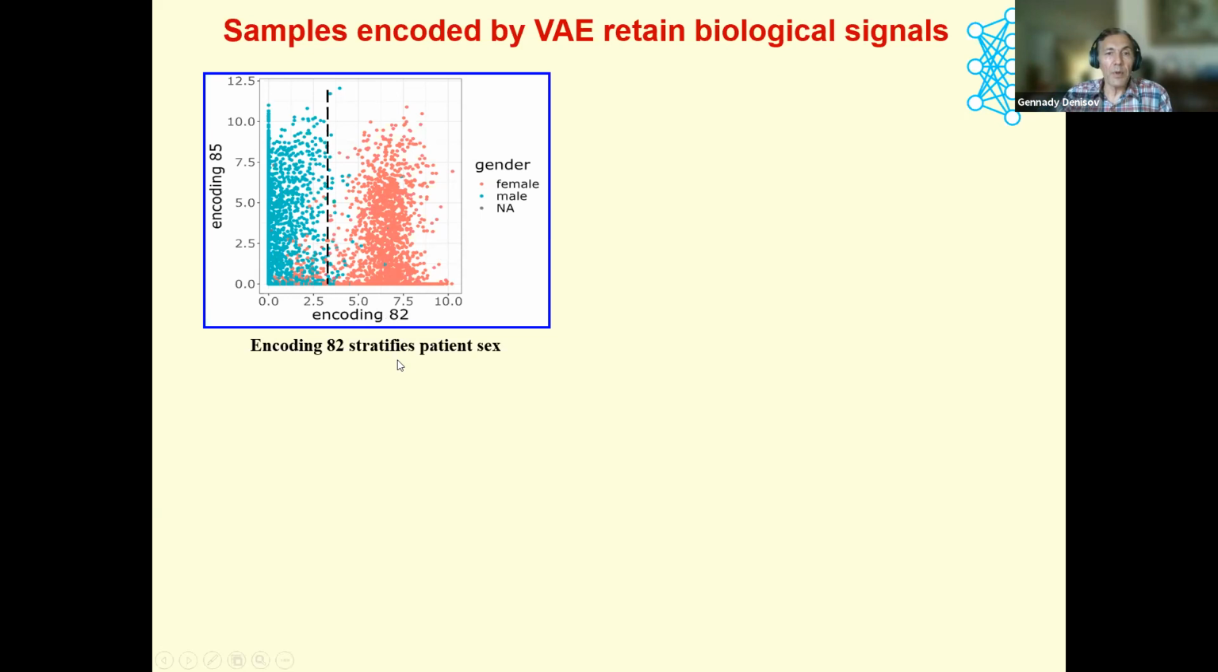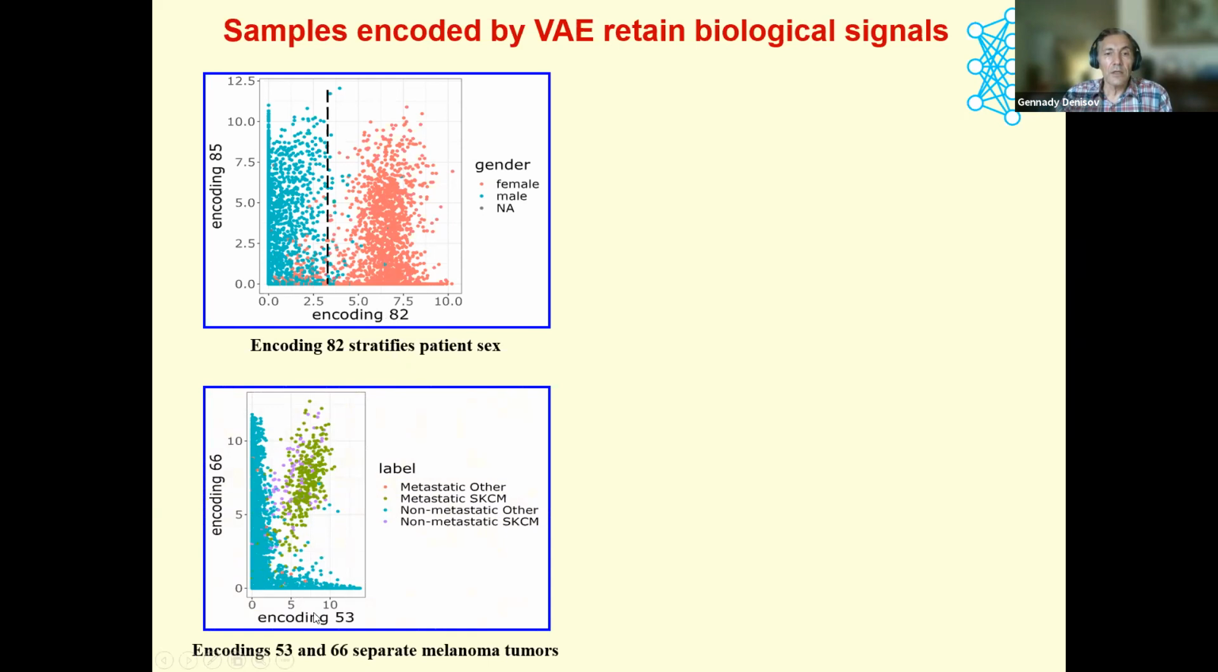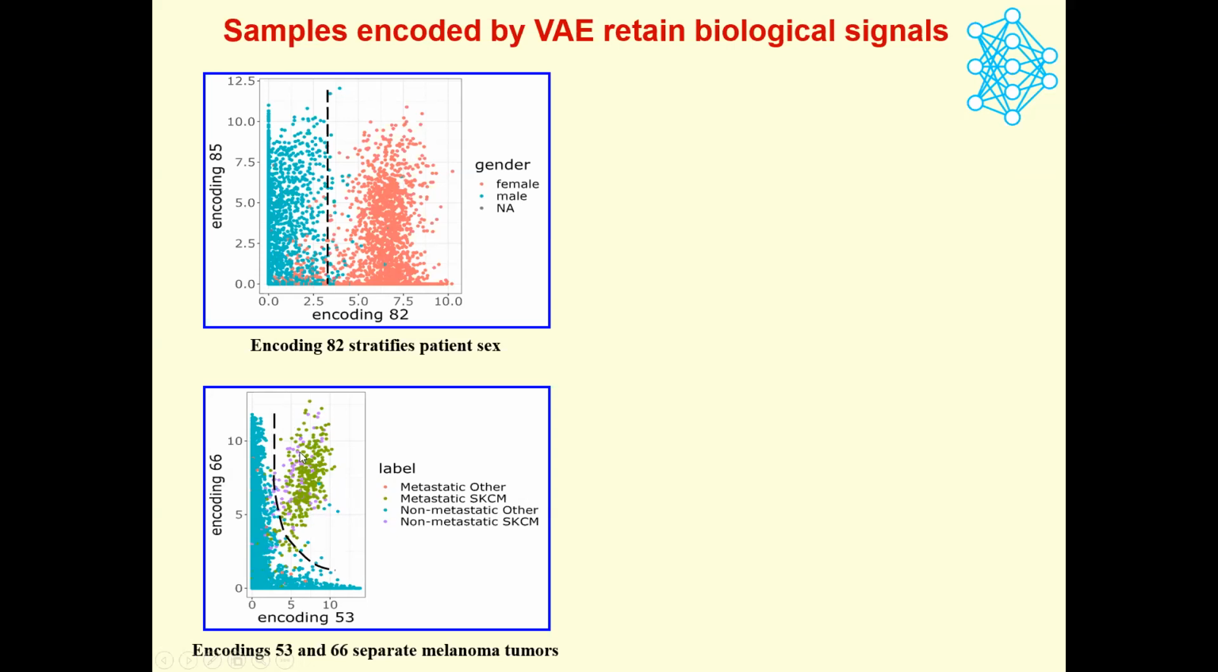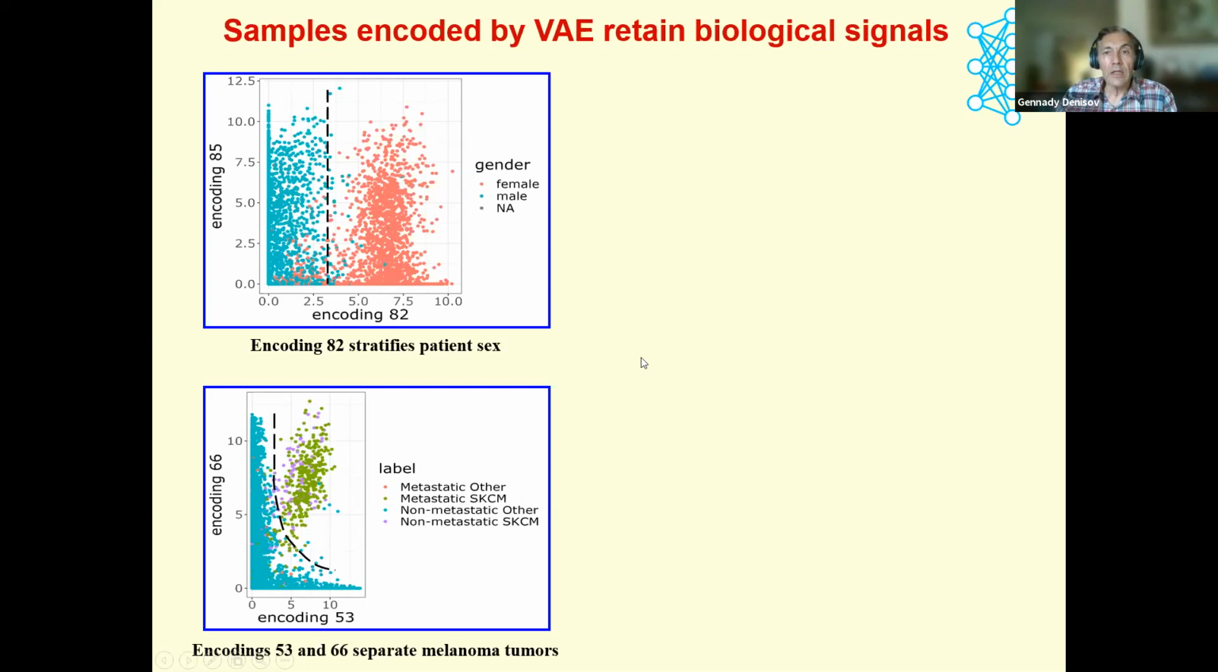The other example is here. If you take two encodings, number 53 and number 66, they allow us to separate different types of melanoma cancer. Again, the data points represent samples. The violet ones and the green ones are not separated well, but at least the blue ones and the green ones are separated pretty well by this line. Again, with a small number of variables and coordinates, you can do some kind of stratification, some separation.